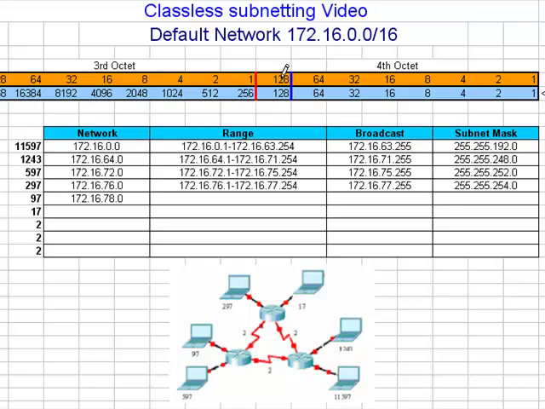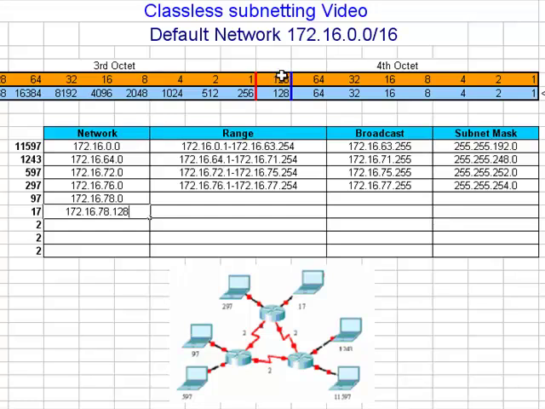And what's it going up in? 128. But what's it going up in? Which octet? So it's the 4th octet. So we don't change the 3rd octet, we just change the 4th octet. So what we do is we go down to the next number and we go 172.16.78 because the 3rd octet hasn't changed, but the 4th has, to 128 as it states here.